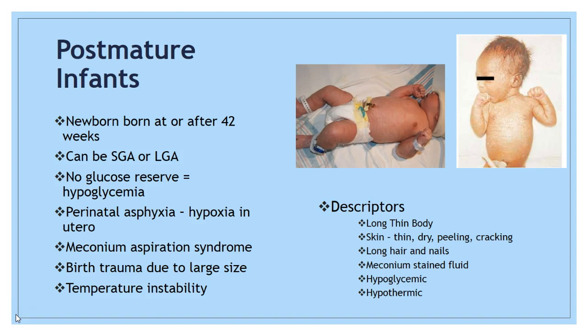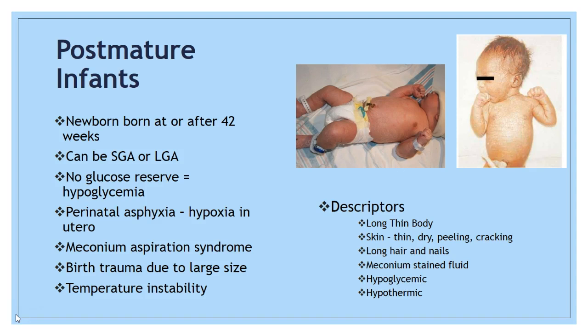If babies experience hypoxia, they tend to release that sphincter and allow all that meconium to just spill out while they are inside mom. If that happens, these guys are at a greater risk for meconium aspiration syndrome, because the placenta starts to die out at a certain number of weeks. Post-mature infants are at a greater risk to experience this than others. Birth trauma can happen, especially if they're an LGA baby, and they're also at risk for temperature instability as well.